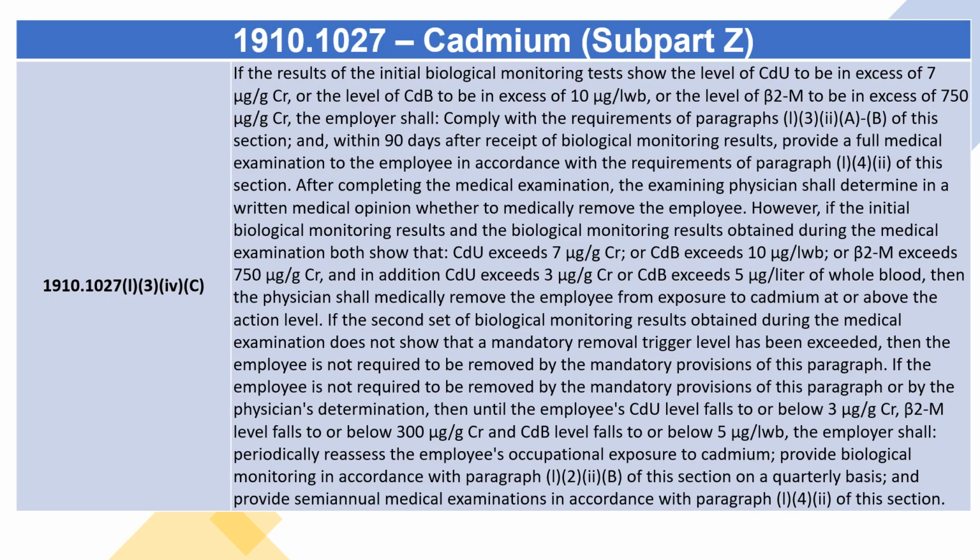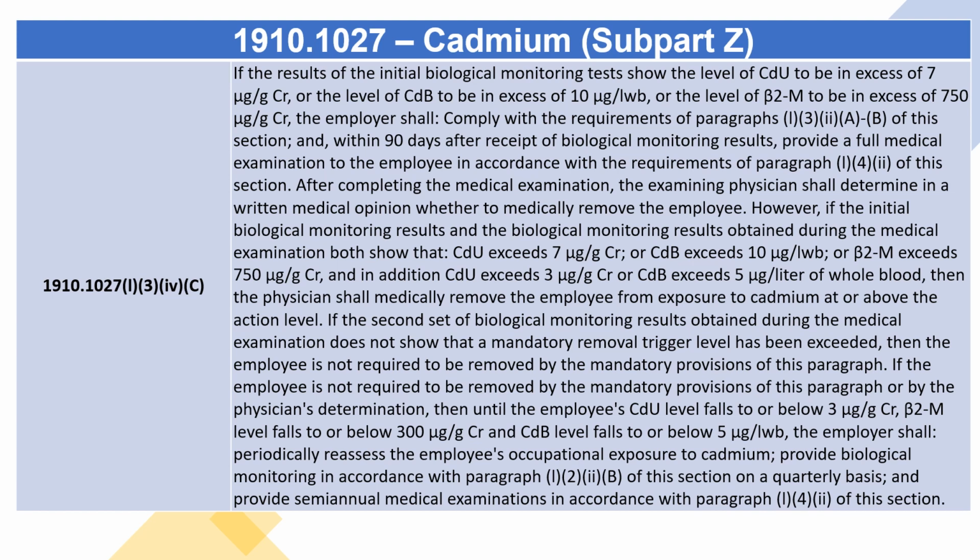1910.1027 (l)(3)(4)(c): If the results of the initial biological monitoring tests show the level of CDU to be in excess of 7 µg/gCr, or the level of CDB to be in excess of 10 µg/LWB, or the level of beta-2M to be in excess of 750 µg/gCr, the employer shall comply with the requirements of paragraphs (l)(3)(2)(a) and (b) of this section, and, within 90 days after receipt of biological monitoring results, provide a full medical examination to the employee in accordance with the requirements of paragraph (l)(4)(2) of this section.